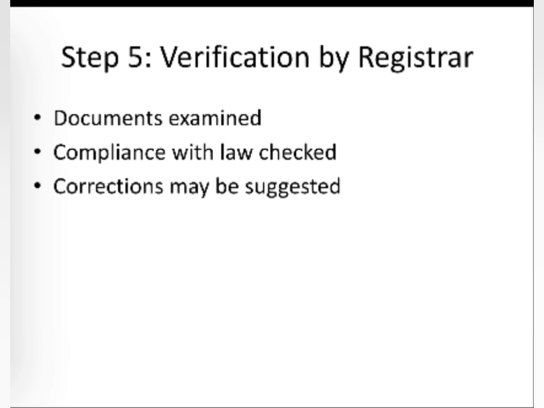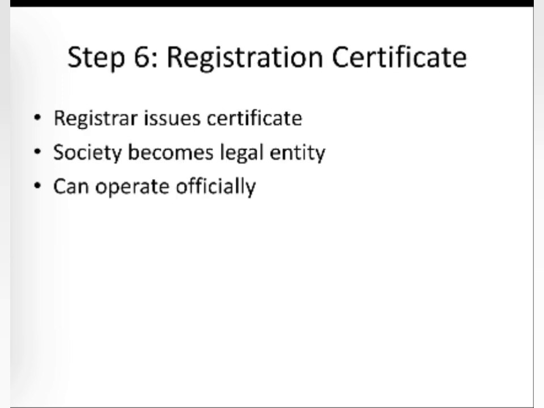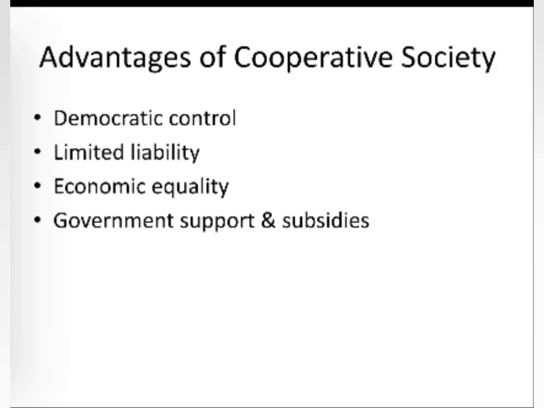The Registrar examines whether the society complies with legal requirements, the objectives are lawful, and the bylaws are properly framed. If satisfied, the Registrar grants approval. Step 6, registration certificate. Once approved, the Registrar issues a certificate of registration, which acts as conclusive evidence of the legal existence of the cooperative society. From this date, the society becomes a separate legal entity.